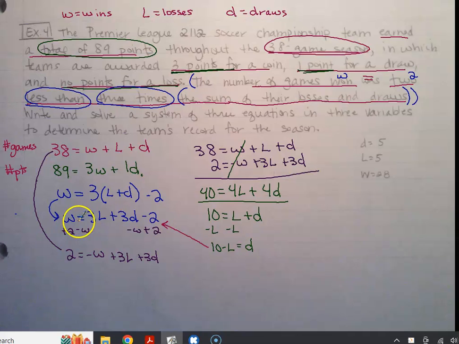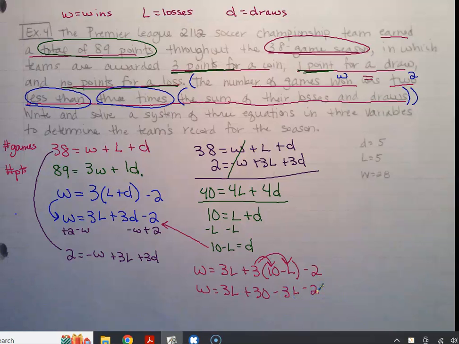Do you want to go in this form, the W form, or down here with the 2 equals negative W? I'm putting it into the W one. So W equals 3L plus 3D, and that's 10 minus L, minus 2. So W equals 3L plus 30 minus 3L minus 2. Combining like terms, the L's cancel. So W equals 30 minus 2, or W equals 28, which is correct.